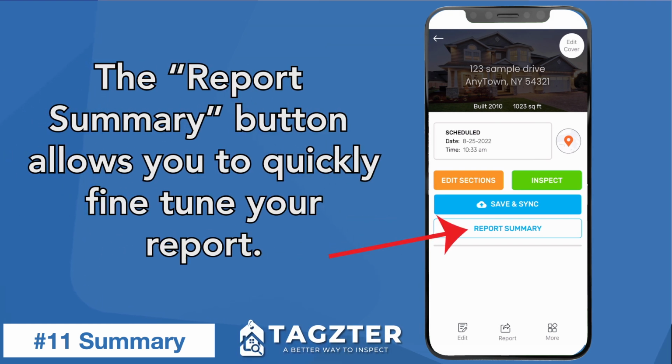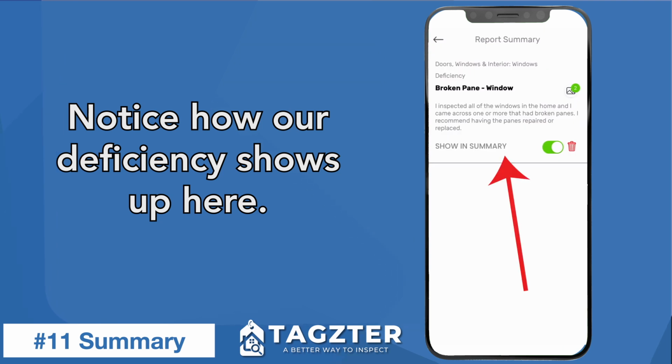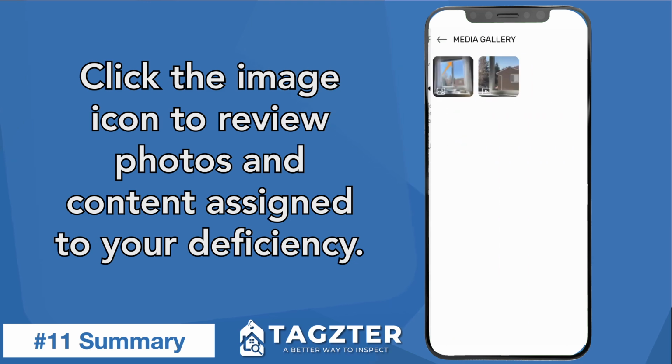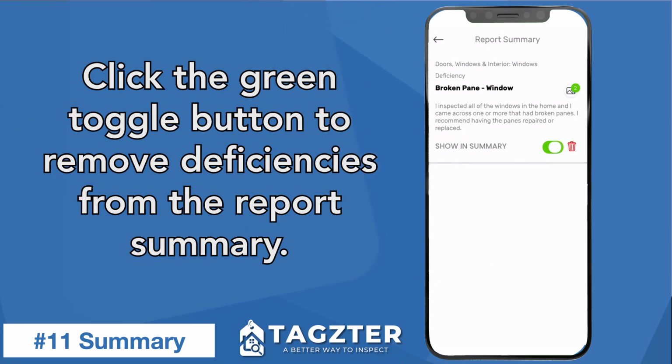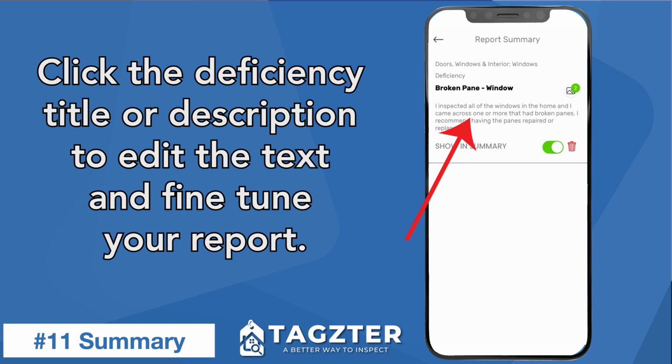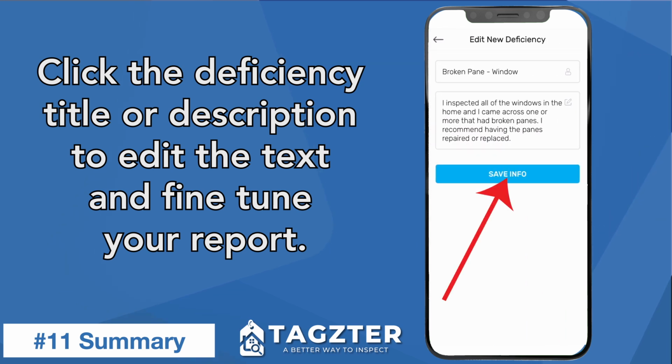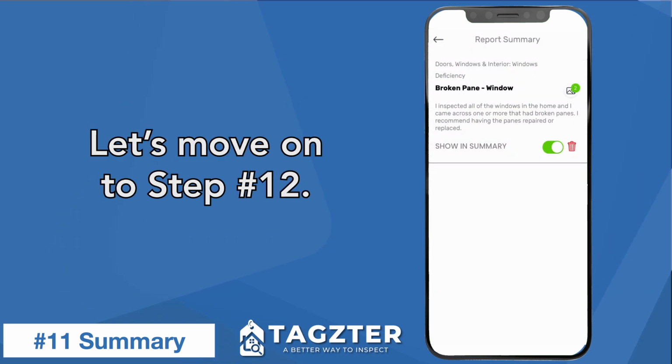The report summary allows you to fine-tune your report before publishing. You can see the deficiency that we made here. You can view and edit photos, remove items from the report summary, or delete a deficiency, all from this one summary screen. You can even click on the titles and descriptions and edit the text for each deficiency. Let's move on to step 12.